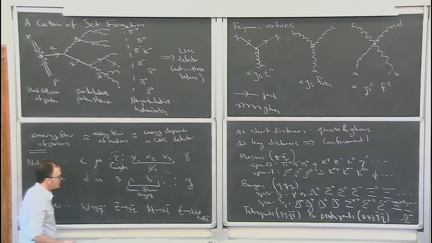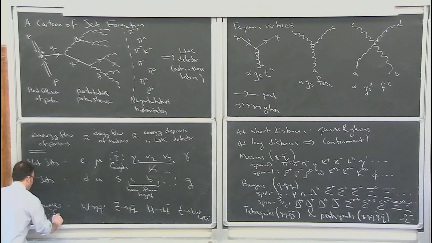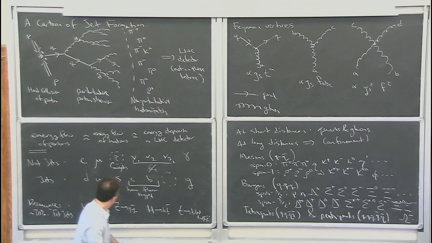And so all these objects, when they're produced in an extreme kinematic regime where they're highly Lorentz boosted, create things that are called fat jets. I'll explain a little bit more of that when we talk about jet substructure. And so at least 70% of the time, these count as jets. So we have jets in this line, we have jets in this line.